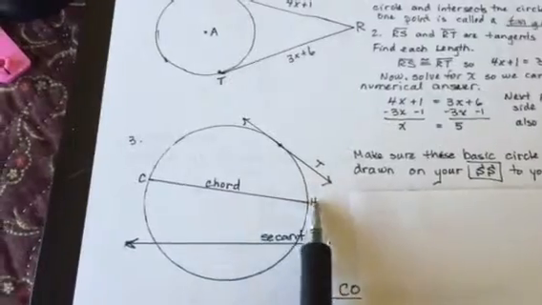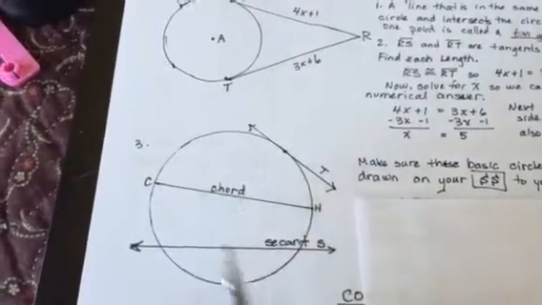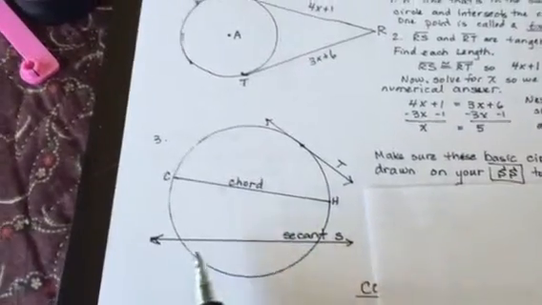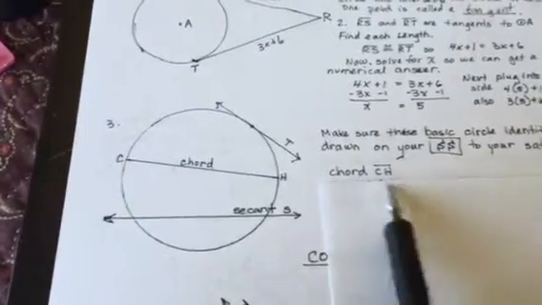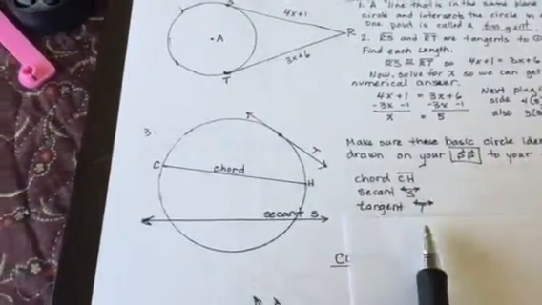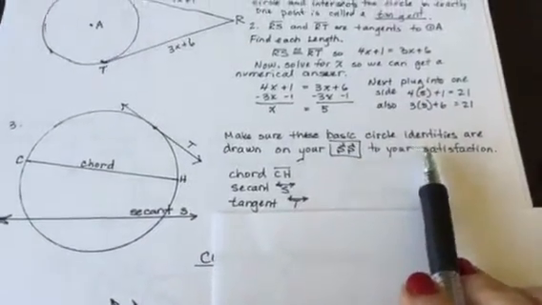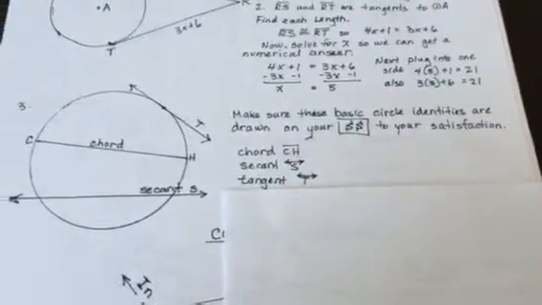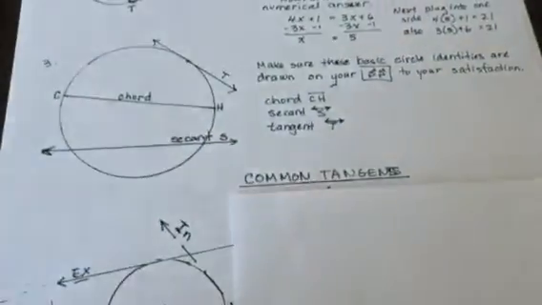The second one was to have a chord. A chord is a segment which intersects in two spots, and I will call it CH, first two letters of chord. And the secant also intersects in two spots, but it is a line, and I labeled it S. Over here, the chord is segment CH, the secant is line S, and the tangent is tangent T. Make sure these basic circle identities are drawn on your smart sheet to your satisfaction so that you can recall the specific differences.